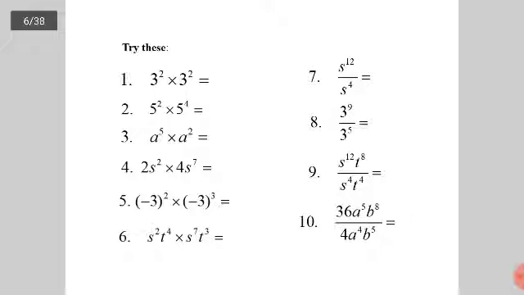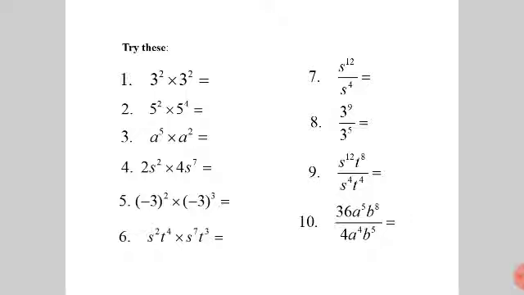So try these. Write down these sums in classwork note. Okay, 3 square into 3 square. So same base, and powers are added. Multiply means added, divided means subtracted. So first you note the multiplication or division. The first one is a multiplication, so powers are added. So 3 power 2 plus 2.